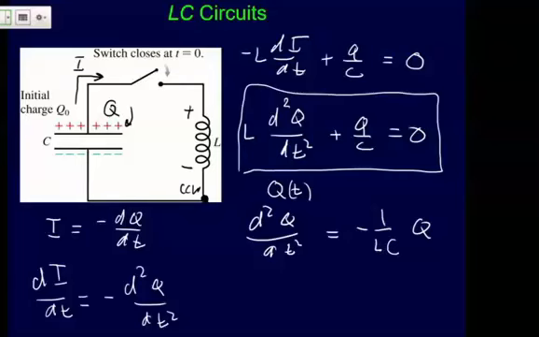Now again, you'll learn more eloquent ways to do this in differential equations, but I think this is a good way to think about it too. Does anybody know what kind of function, if I take two derivatives of it, gives me basically the negative of some constant times itself? Anybody? What's that?